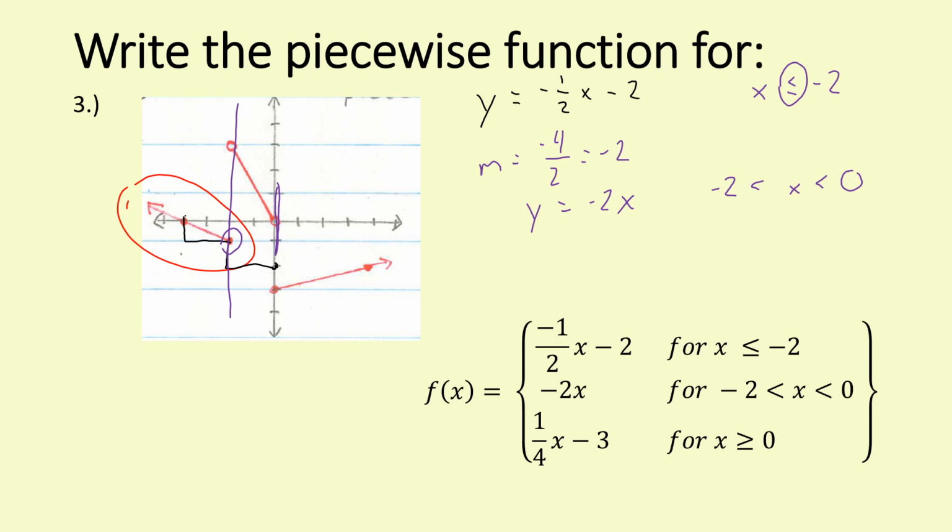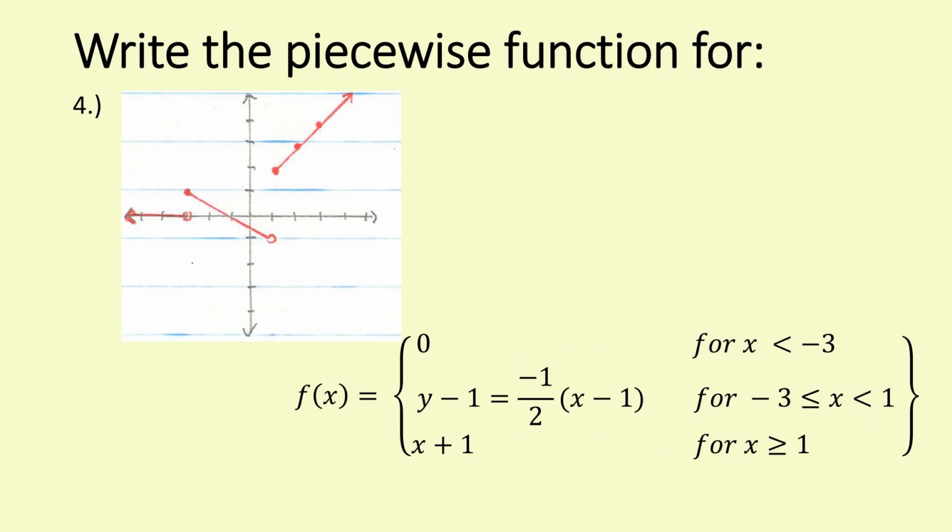Lastly, we have this line on the bottom here. Y-intercept is -3, and it looks like it's going up 1 and over 4. So y equals positive 1/4 x minus 3, and this exists for everything where x is greater than or equal to 0. Okay, all that gets put into one piecewise function.